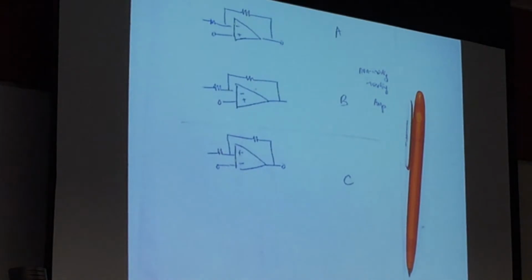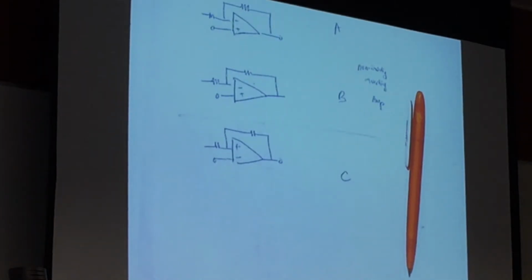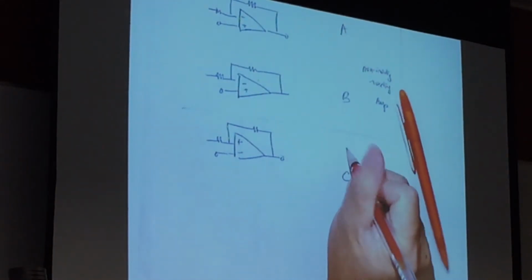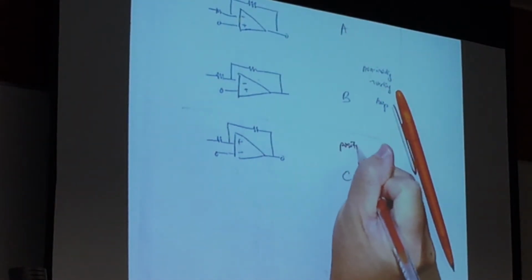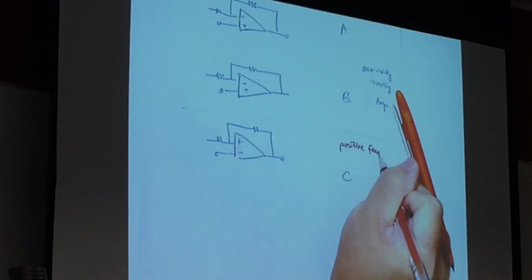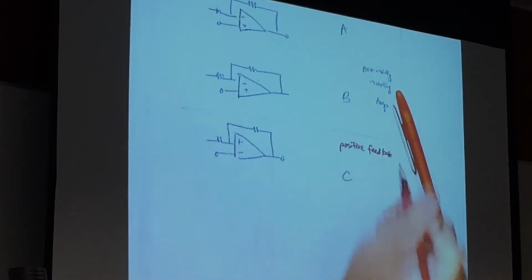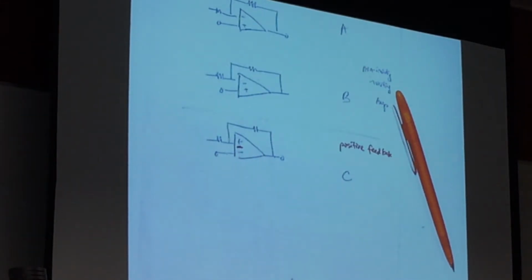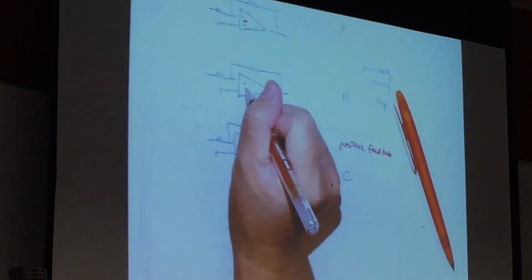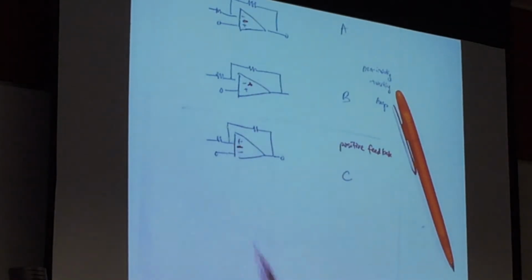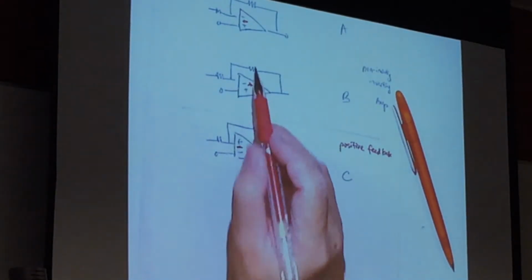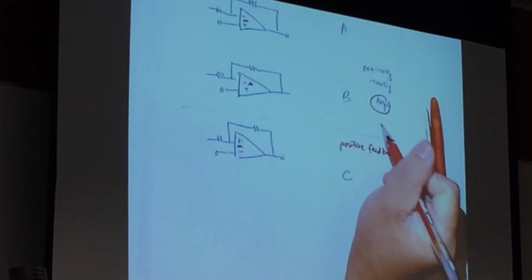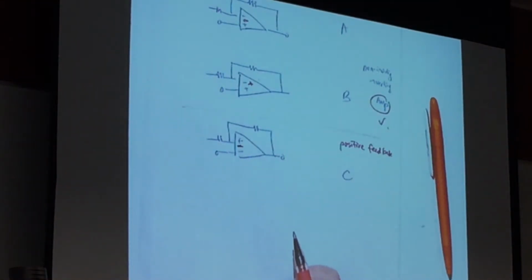Now class, the first thing I would like you to notice: in op-amps there are two types of feedback. One is negative feedback, the other is positive feedback. How do you recognize them? Your output goes to the positive branch, or here, goes to the negative branch. Whenever it goes to the negative branch, it is an amplifier. Is that clear?